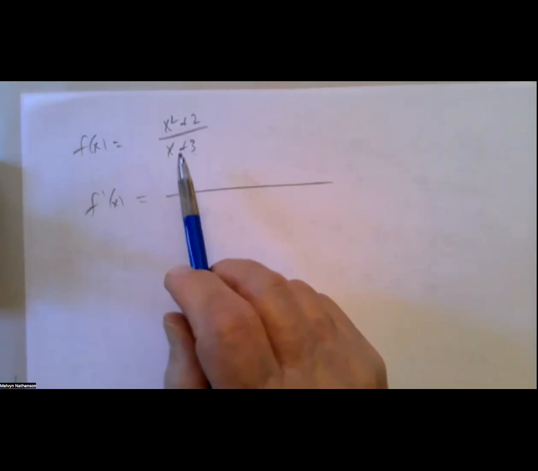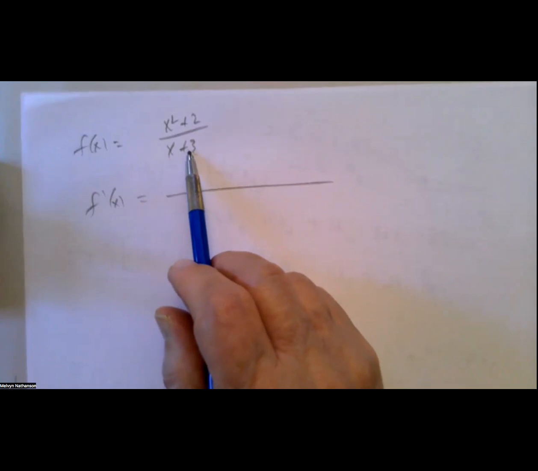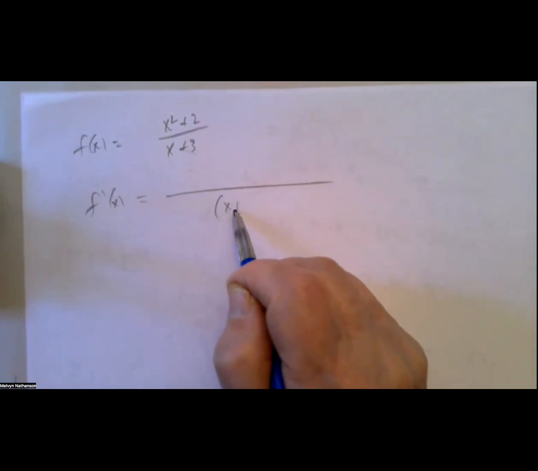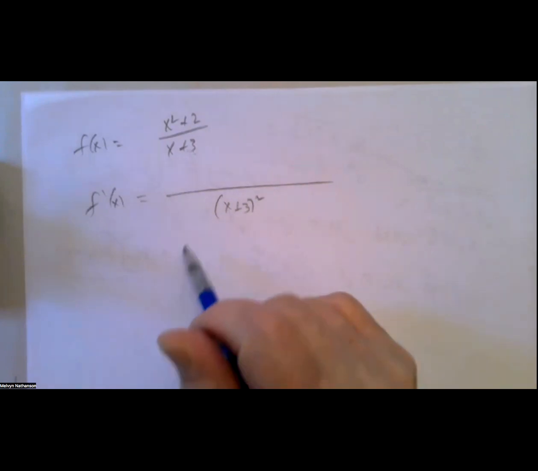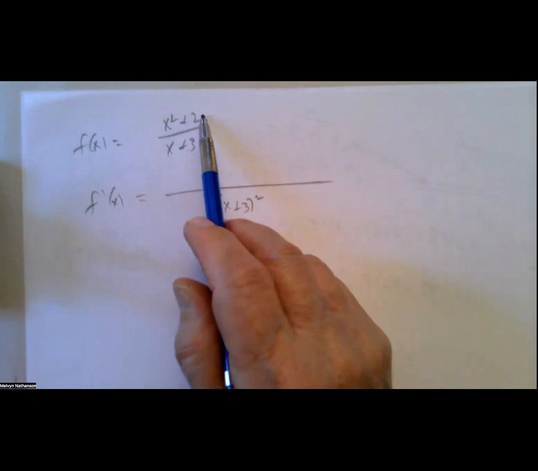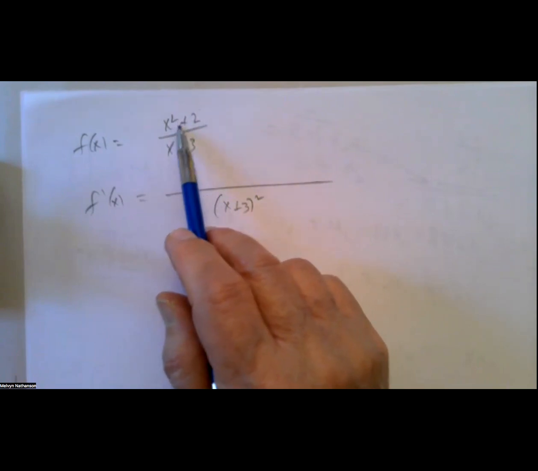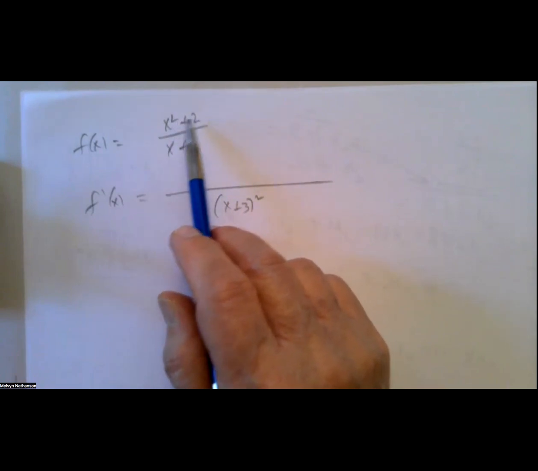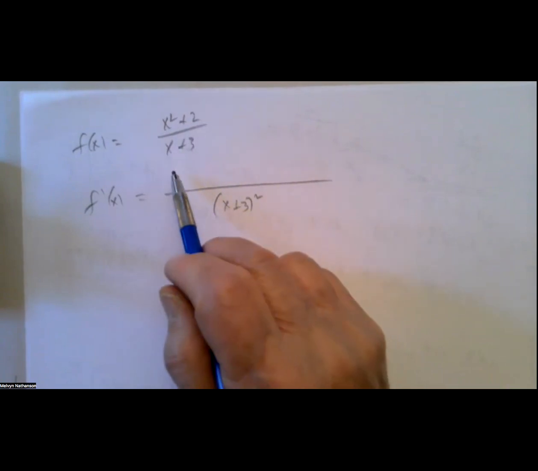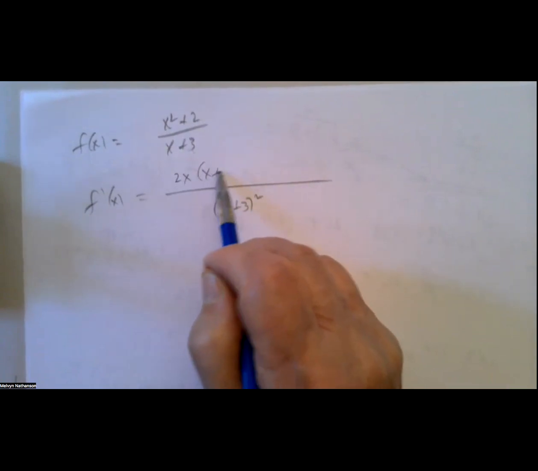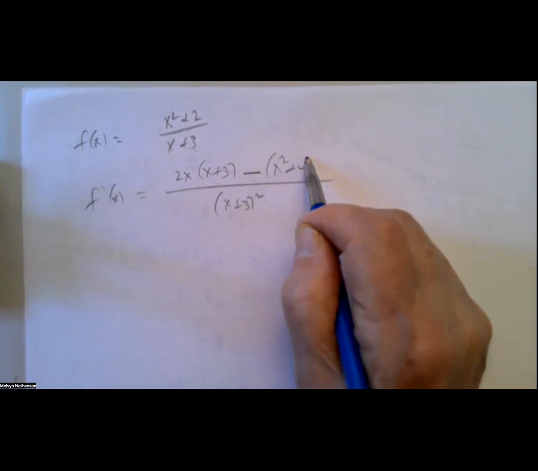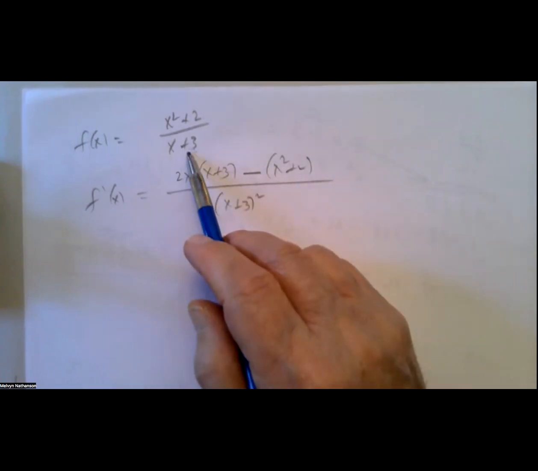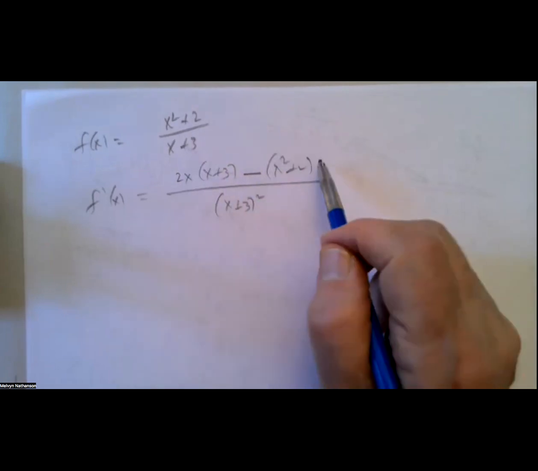By the quotient rule, we take the denominator and square it. That's the new denominator. The numerator is we take the derivative of the numerator. The derivative of x squared plus 2 is 2x plus 0, which is 2x, times the denominator minus the numerator times the derivative of the denominator. The derivative of x plus 3 is 1.